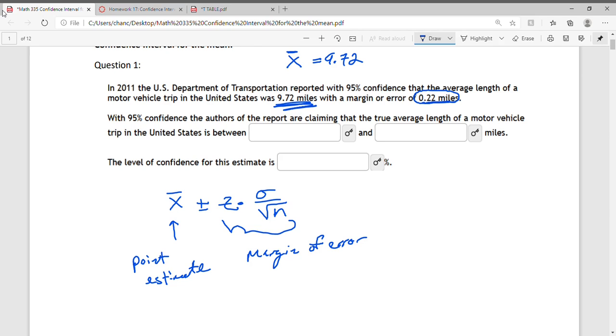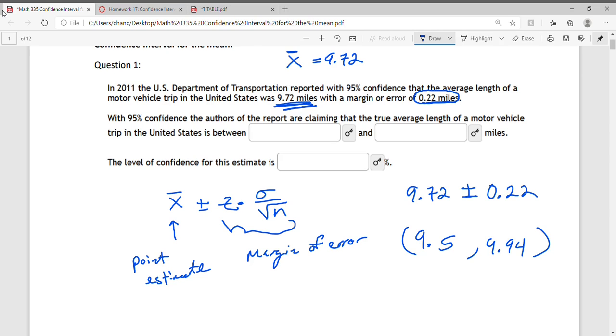So for this question, I'm going to take x bar, which is 9.72 miles, and we're going to add or subtract the margin of error to that, and that's 0.22. And so we can use our calculators. We can subtract 0.22 from 9.72, and then we'll do the addition. So 9.72 minus 0.22 gives us 9.5. And then we'll do it again. 9.72 plus 0.22 gives us 9.94.